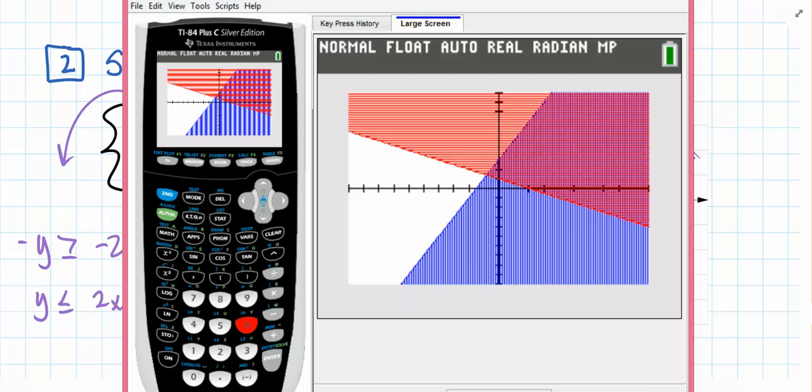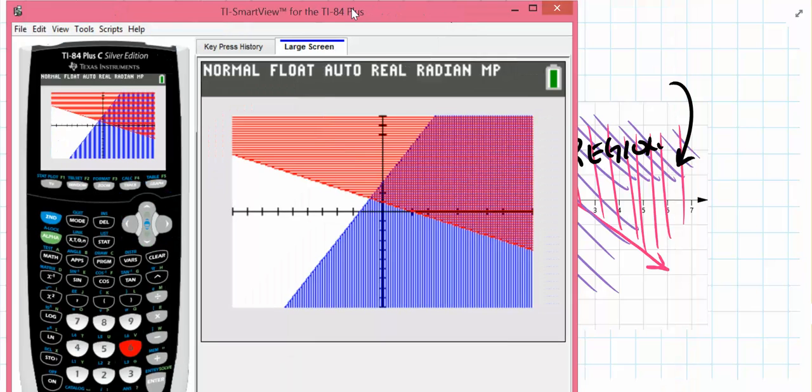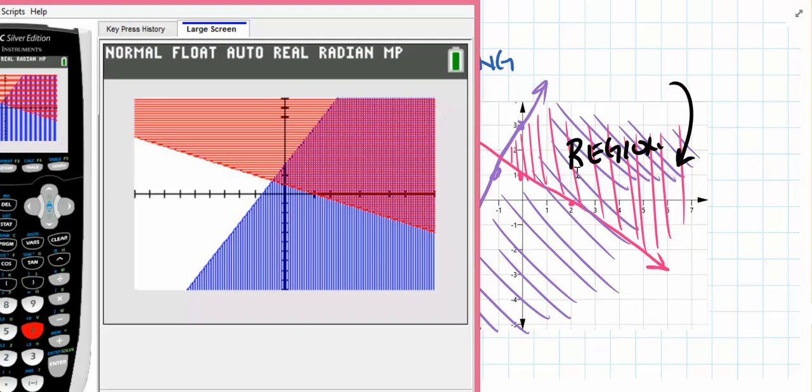So this is the region right here, and you can see that it's the exact same region that we came up with, except this one looks way prettier than my little drawing, right? Okay. It's good. Don't put yourself down.